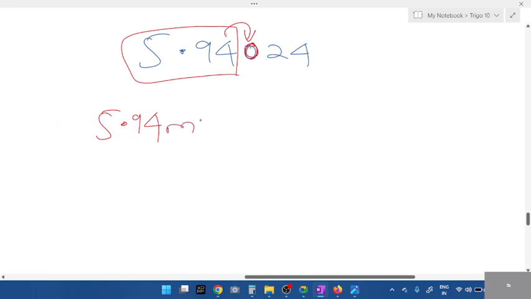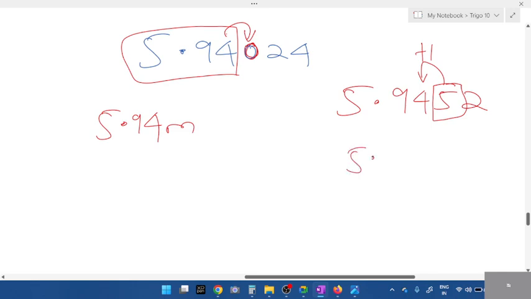5.94 meters. Now, if the value was 5.9455, if it is equal to 5, the previous number should be increased by 1, plus 1. So what's the answer now? 5.95 meters. This is the answer.